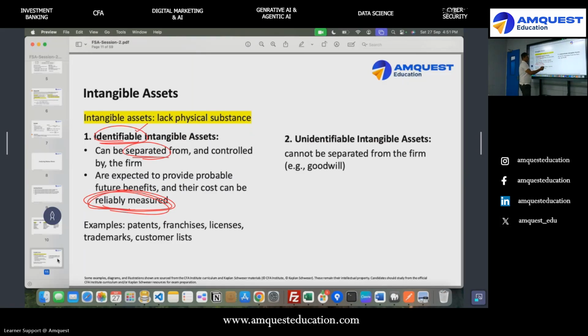Patents. If you're paying franchise fees as a Subway or McDonald's franchisee, that's a payable. You know how much you're paying, and you can measure the cost. So that is intangible that can be measured reliably. The other one is where it cannot be separated because it cannot be measured. And measured means measured reliably.